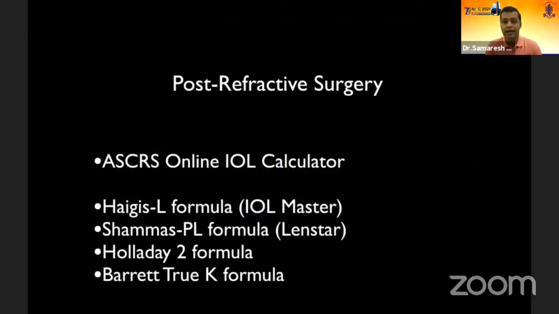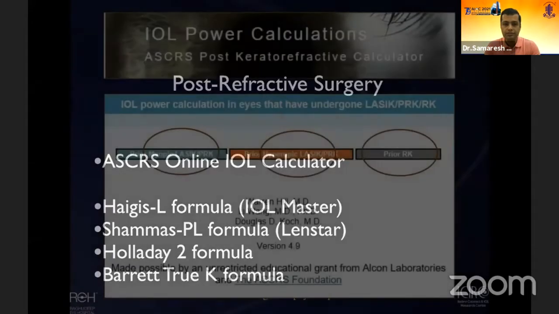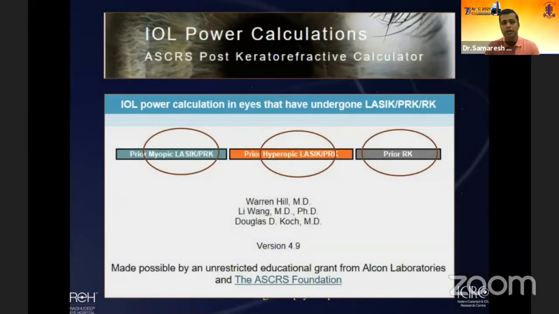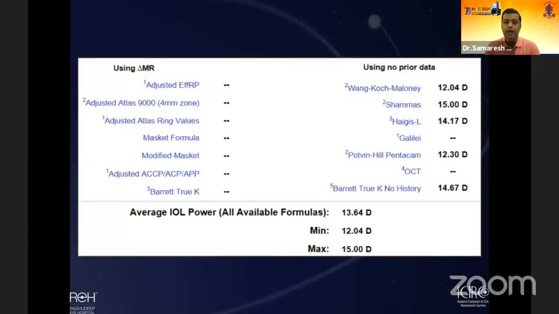When you have that data, you should use that data wisely. So what I would suggest, and what we normally would do, all of us would use an ASCRS online calculator, which so generously has been given to all of us for free. And it incorporates a lot of higher generation formulas. This is how it looks. There are options for myopia, hyperopia, and prior RK done. And once you choose that, you fill up all the data, and the machine tells you what IOL selection is to be done based on what formula, which is visible over here.